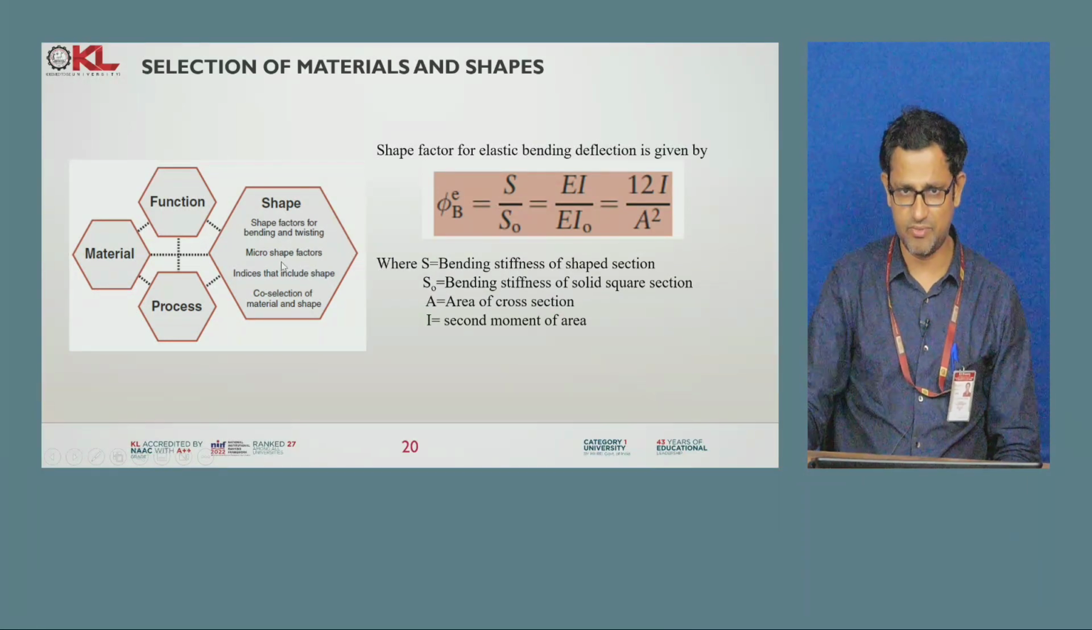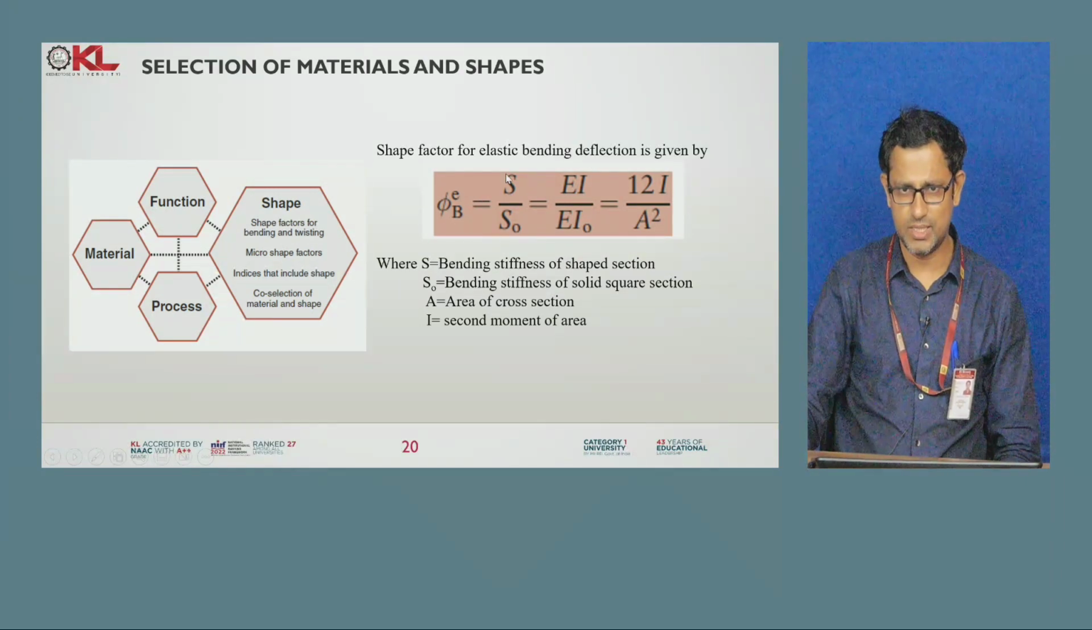And the micro shape factors also we have to consider, and material indices also we have to consider. Then we have to do the material selection based on the shapes. So here let's see what we mean by shape factor for elastic bending. Here the E indicates elastic, B indicates bending.